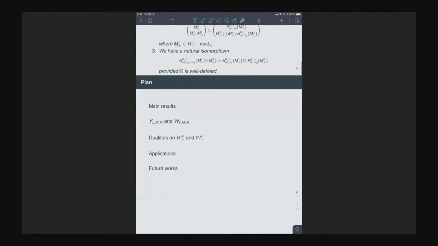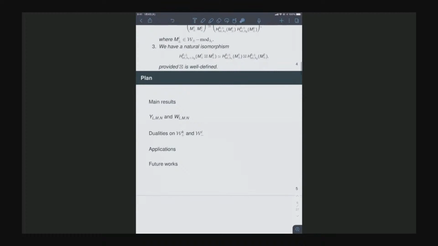So the plan is: first I explain the Y algebra and W algebra. Next I explain my main theorems 2, 3, and 4 in the section on dualities on W plus and W minus. And then I explain the applications of my main theorem. And finally, I give some comments on future work. Okay.